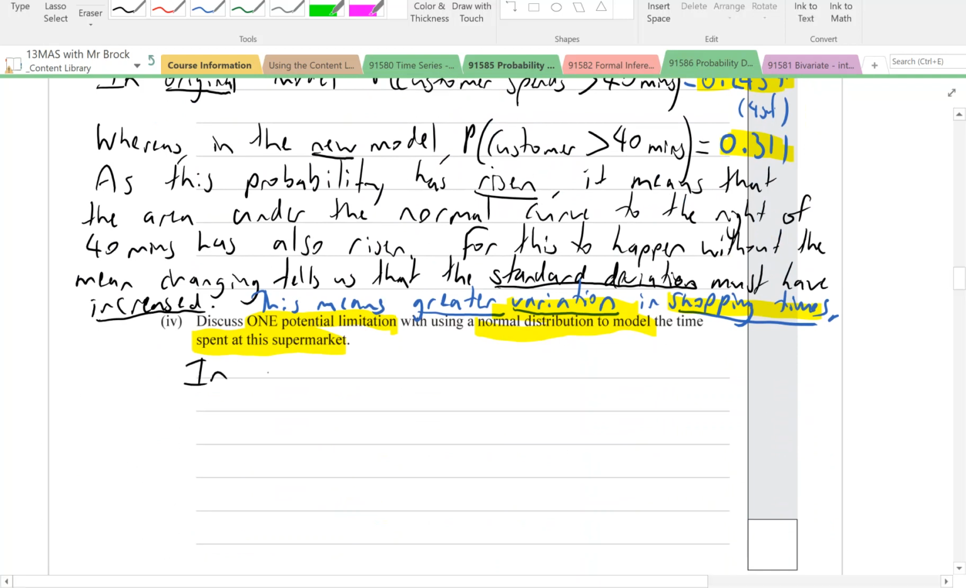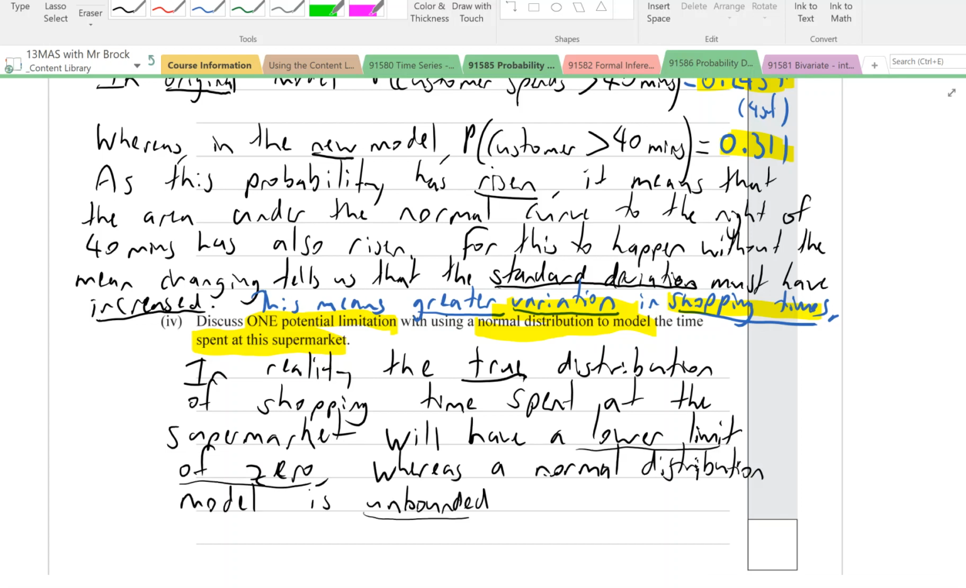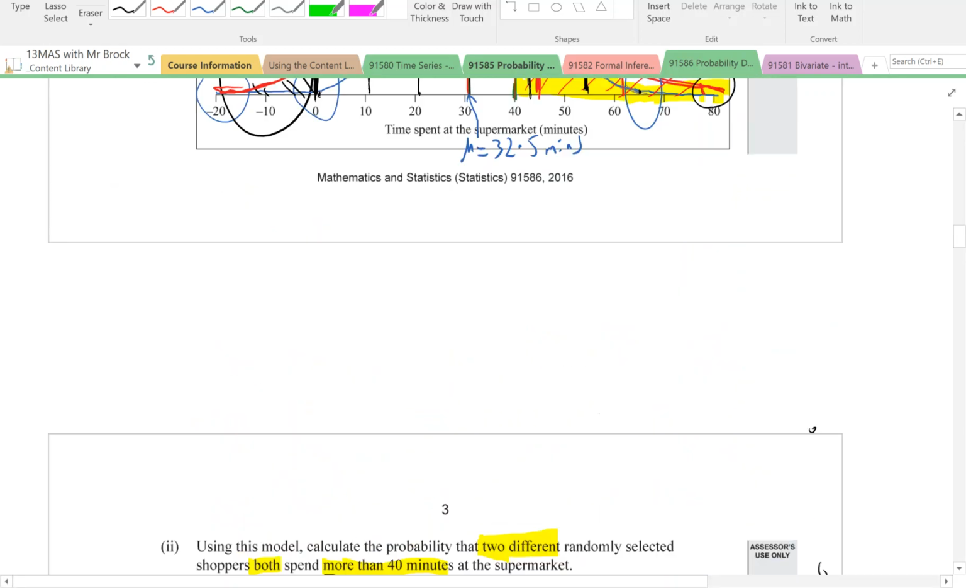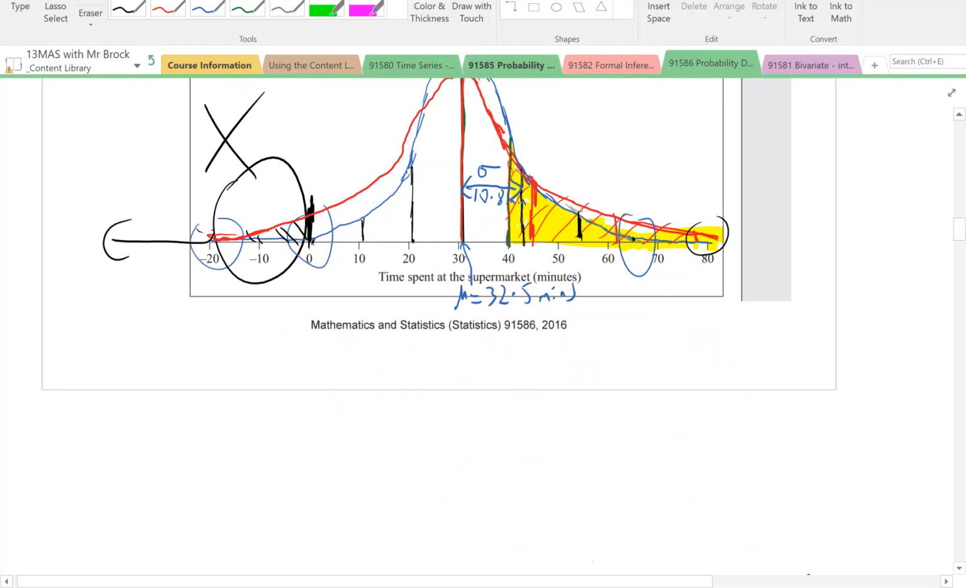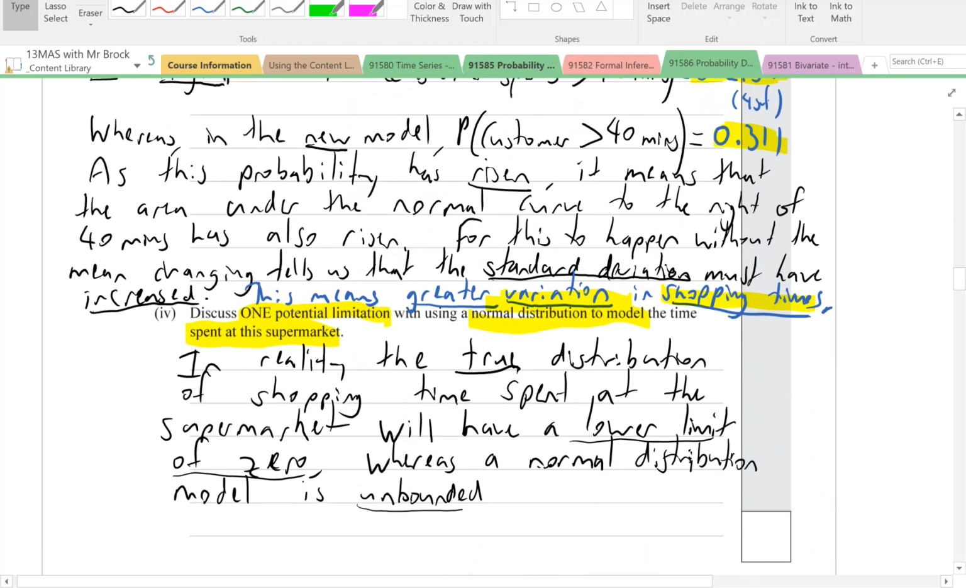So in reality, the true distribution of shopping time spent at the supermarket will have a lower limit of 0, whereas a normal distribution model is unbounded. That means it goes on forever, like we talked about before. So that's a limitation. And they only asked for one.